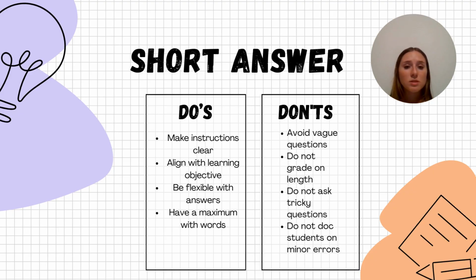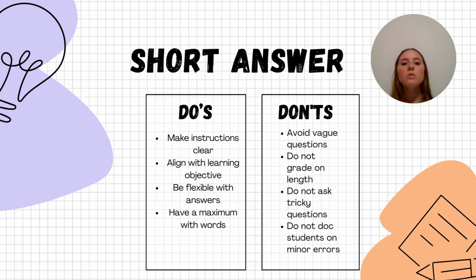And then some don'ts is avoid vague questions. Like I said before, you want your students to understand what question you're asking. And then do not grade specifically on the length. Some students may be able to get their thought process done in one sentence, or other students may need a couple more. So do not just grade on length.